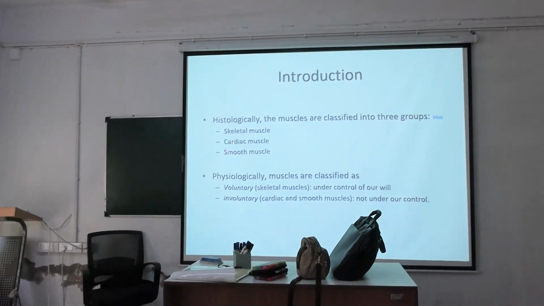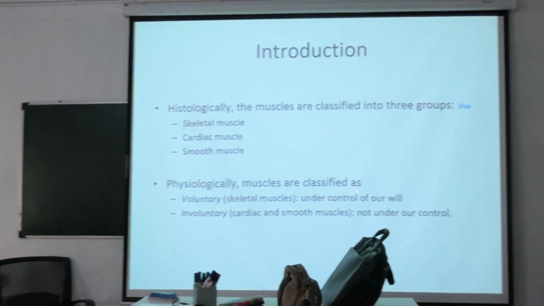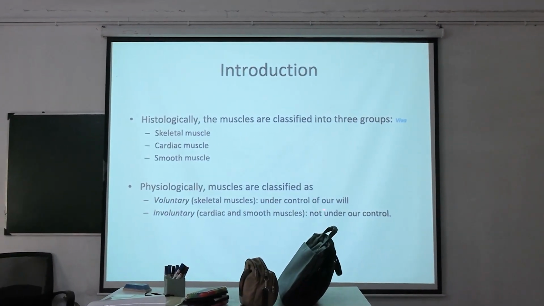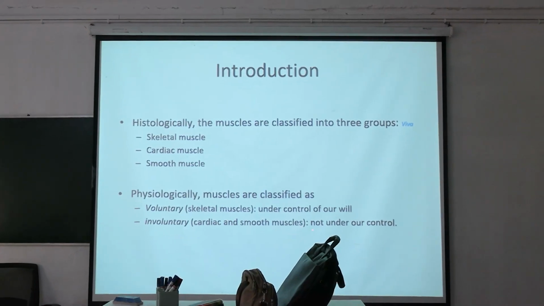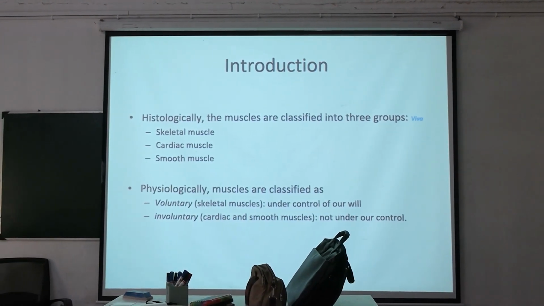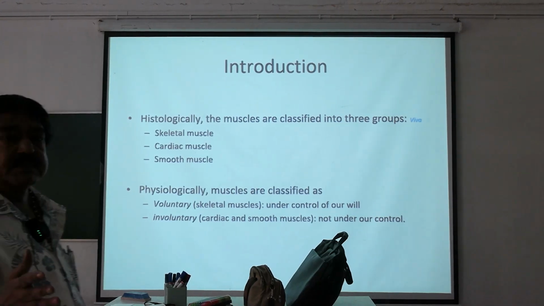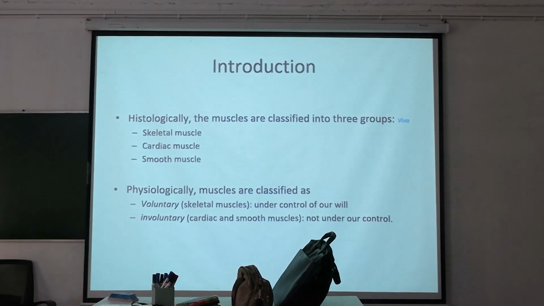Now the skeletal muscles, cardiac muscles, smooth muscles. Physiologically, muscles are classified as voluntary, skeletal muscles, under control of our will, and involuntary, cardiac and smooth muscles, not under your control. So, voluntary muscles and involuntary muscles, these you have to know.